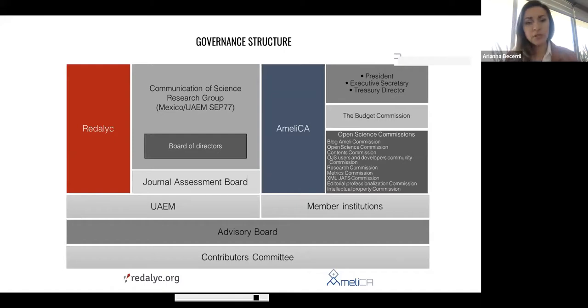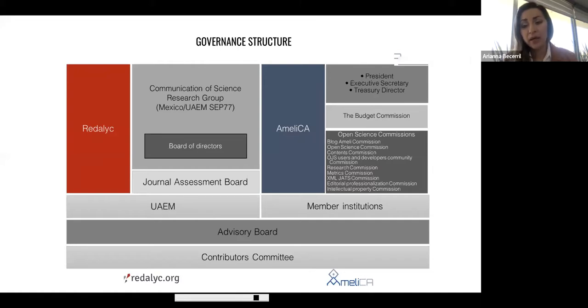So we decided, for example, to have this multi-level governance structure, which, in the case of Redalic, is based on the authorities of the Autonomous University of the State of Mexico, since this university has been the main funder of the platform until 2 years ago, but now we are receiving more support from other institutions. So we have this contributors committee that also has an impact on some strategic decisions in terms of the future and strategic steps that we are taking with Redalic.